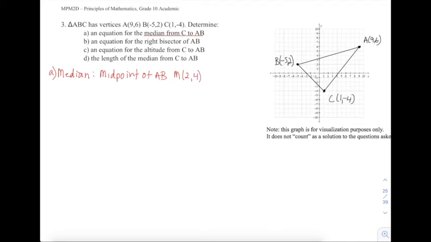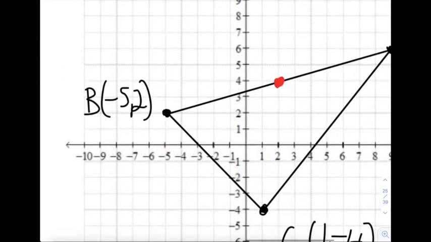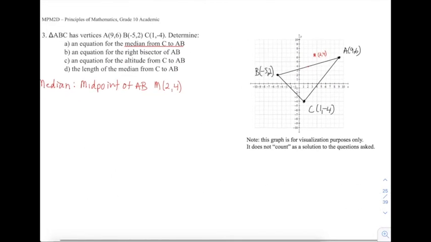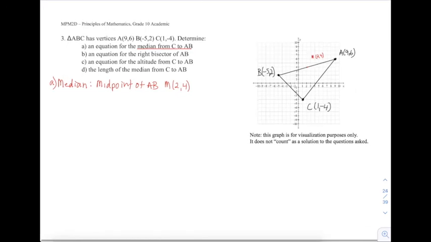I don't expect you to do the calculation, okay? You can do it in your head. So here we go. Here's the midpoint. Actually, I'm going to try to make it a little bit smaller on here. Okay, so the midpoint is (2, 4). All right, so where's the median? How do I draw the median? Yes? It's the line from the midpoint to C.